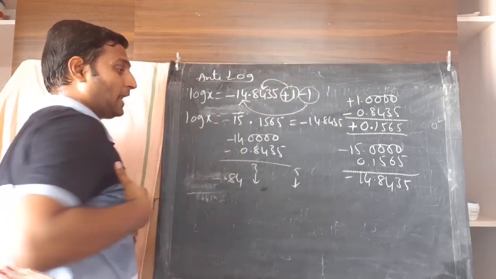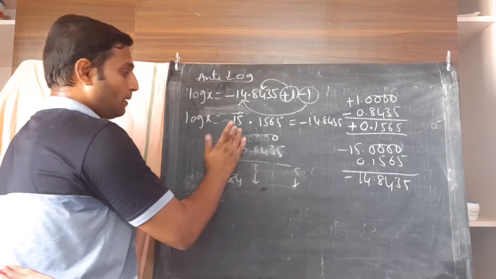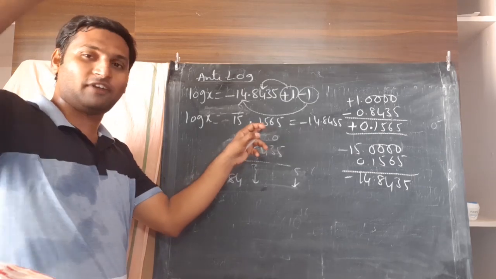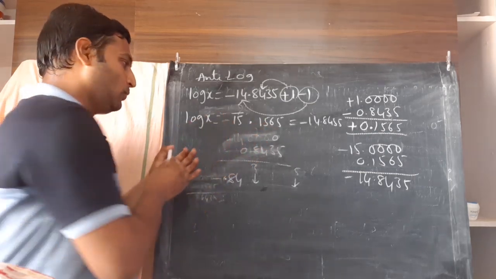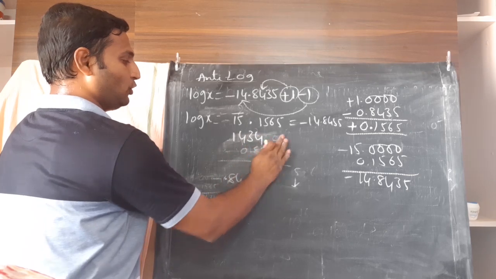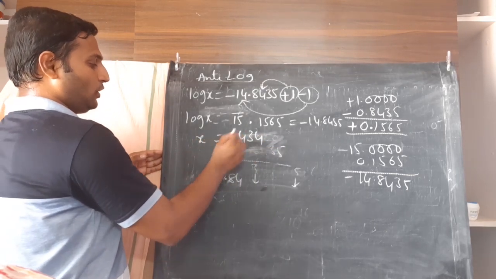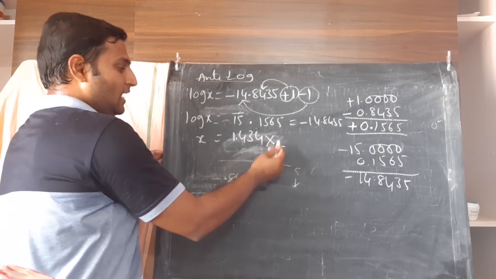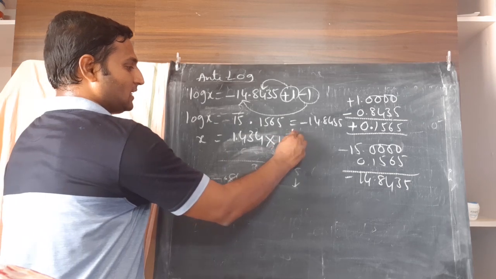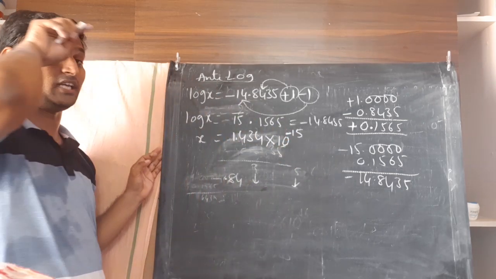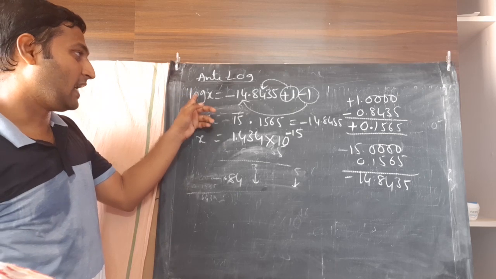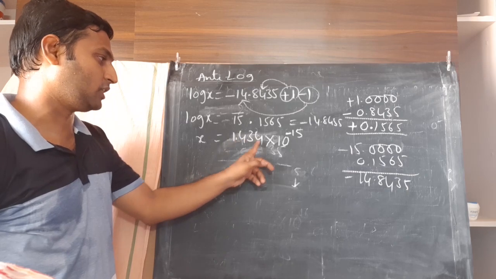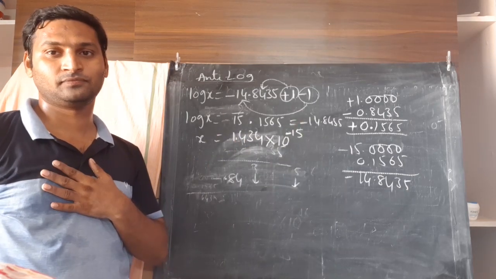Now by adding 1 and subtracting 1, what did we do? We achieved a positive mantissa here. Now go to your anti-log table. 0.15 under 6 mean difference 5 you check. You will get 4 digits, 1434. Now as x is equal to 4 digits 1434, as I said, move one decimal to the right and multiply it by 10 to the power characteristic. How much is your characteristic here? Minus 15. So, if log x is minus 14.8435, x will be 1.434 into 10 power minus 15.